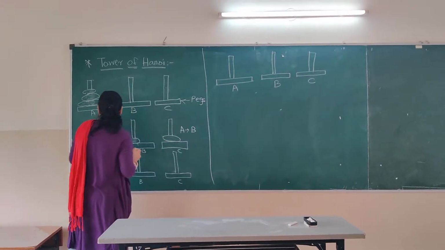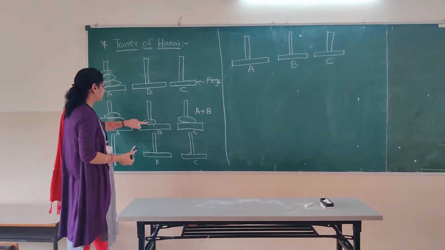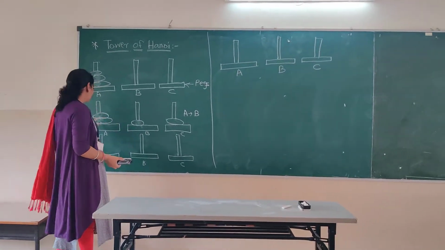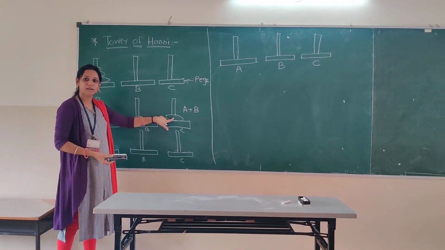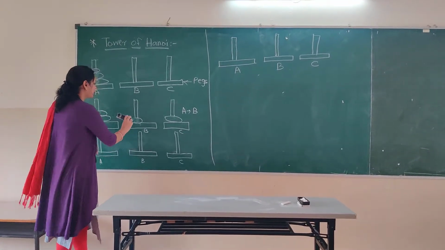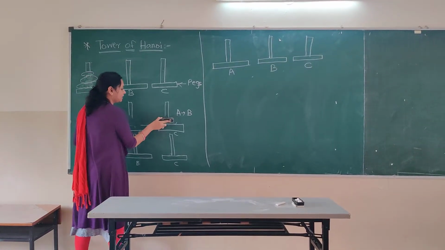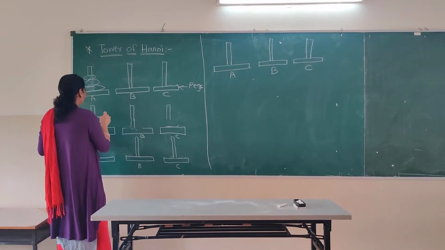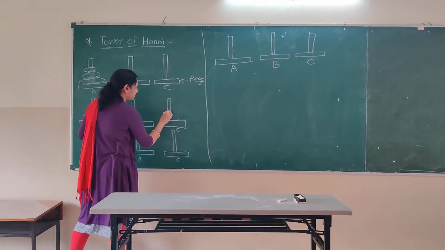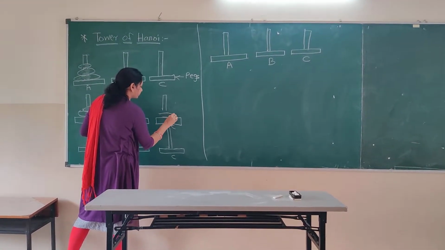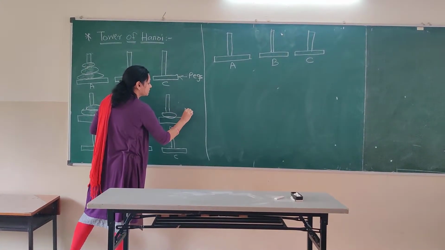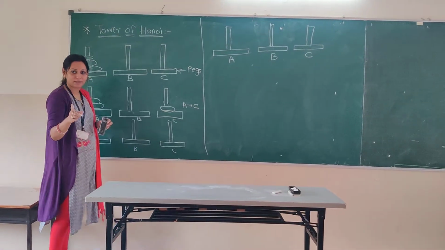Now what will happen? Larger, smaller, and the middle. But what should happen? The larger should be here. So the smarter way for that is we will move this smaller disc to C. So here my move becomes A to C.